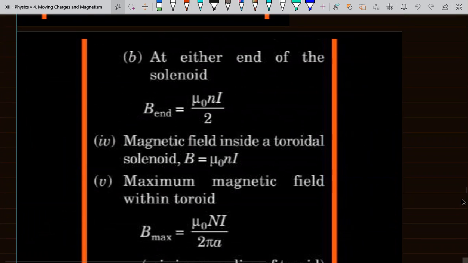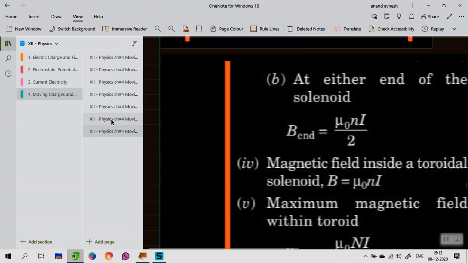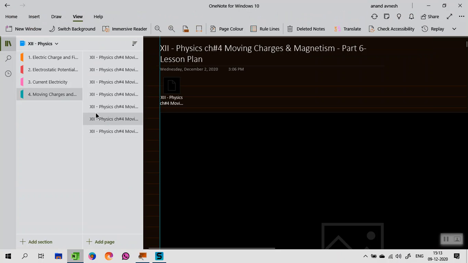And the chapter is over. But before I complete it, I would like to go to Biot Savart and just discuss that small part.